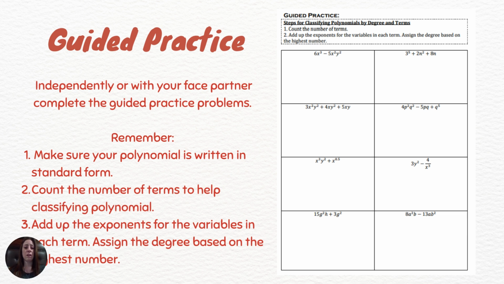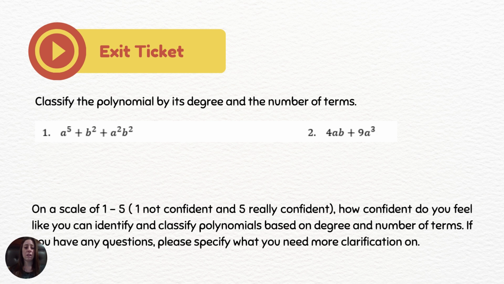But before they left, I made sure that all students did the exit ticket. For the exit ticket, I had them classify the polynomial based on its degree and the number of terms. Then I also had them rate themselves on a scale of 1 to 5, 1 being not confident, 5 being really confident: how confident did you feel in classifying and identifying polynomials based on the degree and the number of terms? And then also, if they had any questions, to please specify any questions or clarification that would be helpful for them.